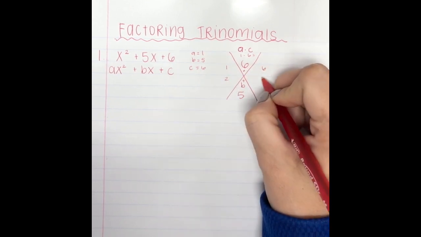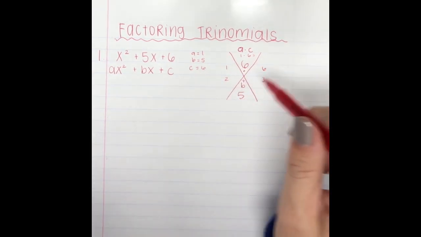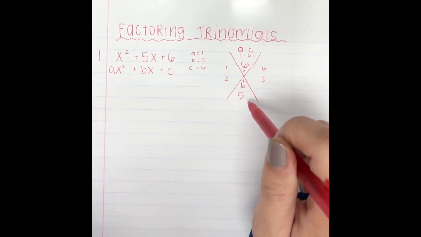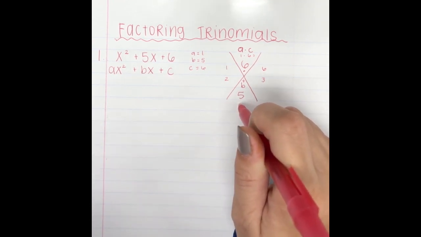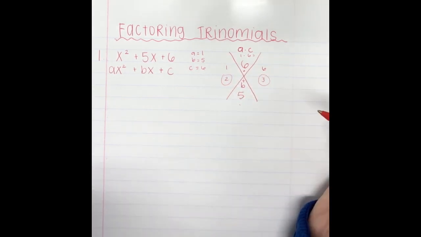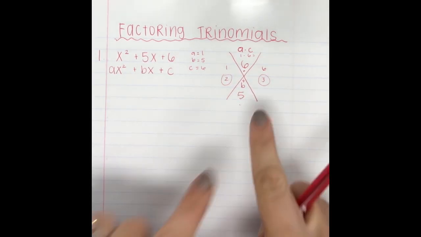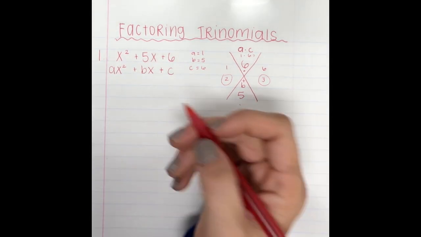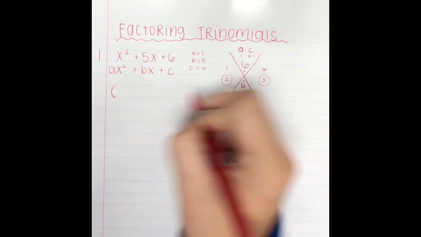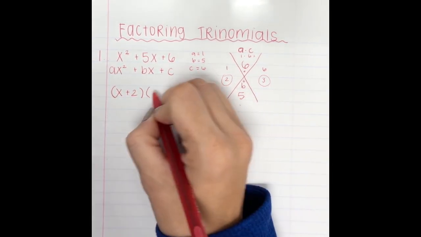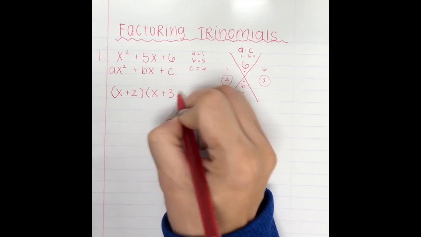There are two things that would multiply together to give me 6, 1 times 6 or 2 times 3, and the ones that add together to give me 5 would be 2 and 3, okay? This is just what you did last time. Now that's going to give us our answer. Since it's a positive 2, we're going to have x plus 2. It's a positive 3, so we would have x plus 3.